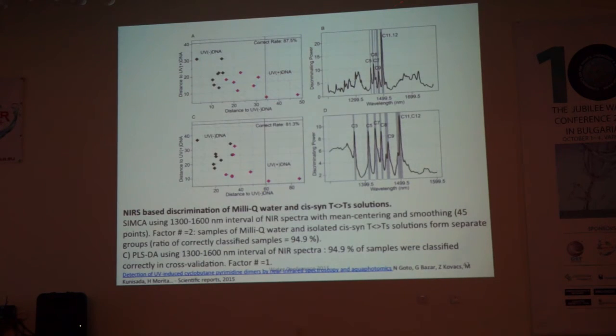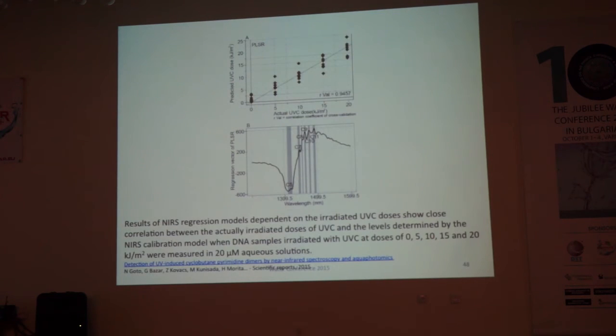Now, if we introduce UV light to the sample with DNA, you see that this is the control, and the red is the UV light emitted sample. And these are the water absorbing bands that are working. Because of changes in this area, we get this separation, so we could identify what's happening.